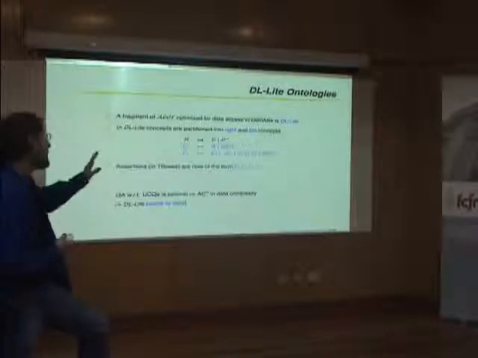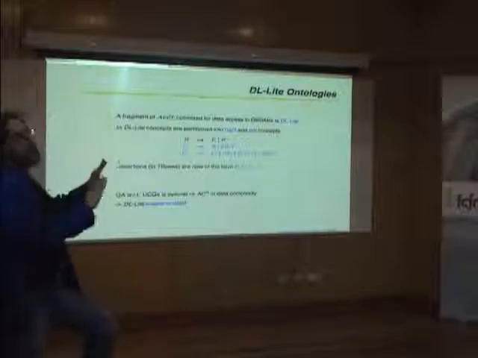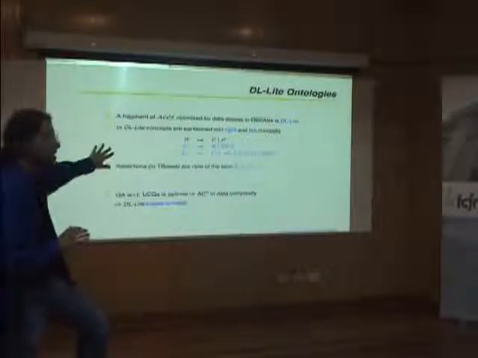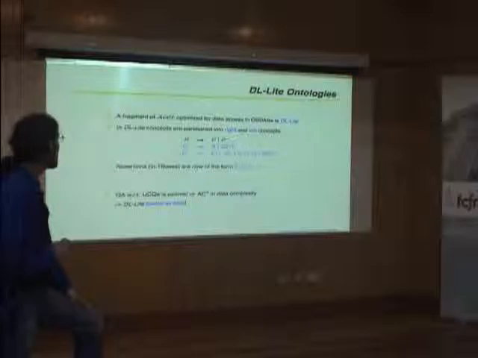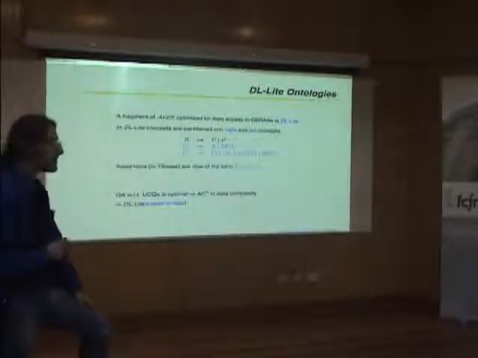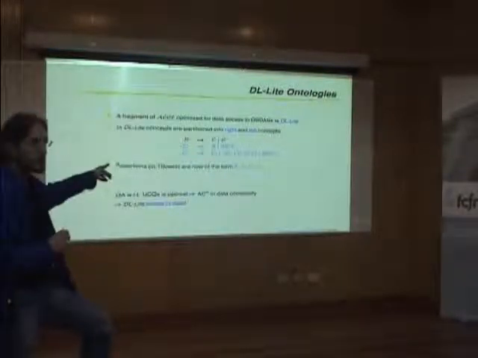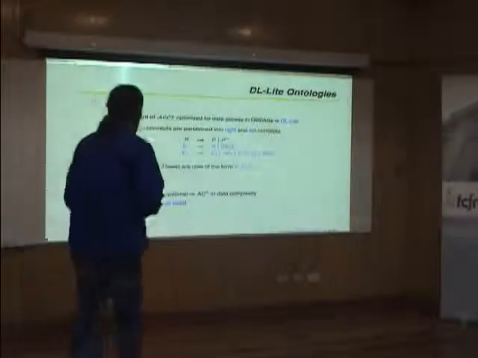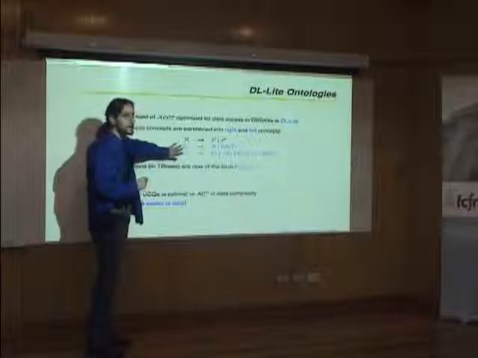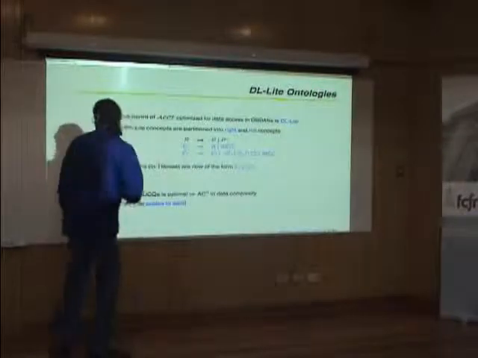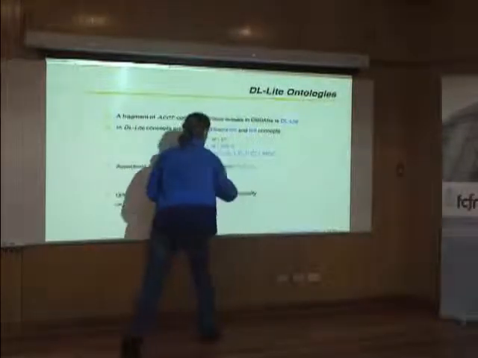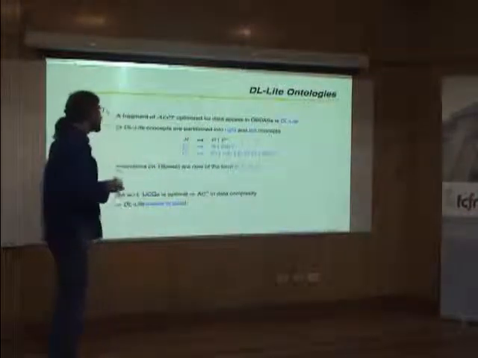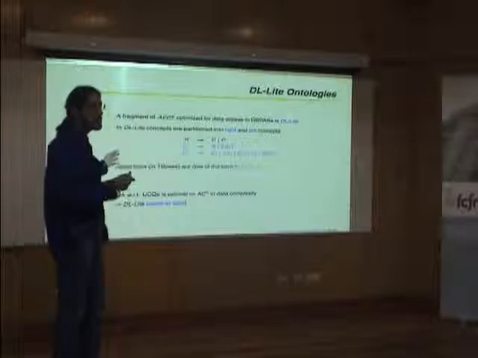So DL-Lite is in general a family of description logics. This is the base case, what is known as DL-Lite core, and they are optimized for data access. And as you can see, the syntax is obtained by restricting the syntax we saw before. How? By splitting the definition of concepts into what can be said to the right hand side and to the left hand side of the inclusion.